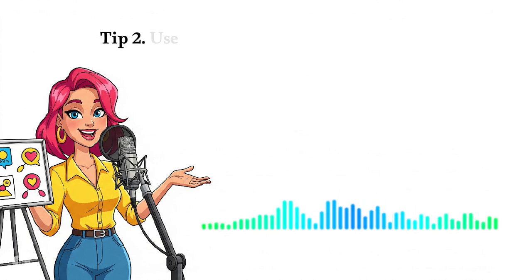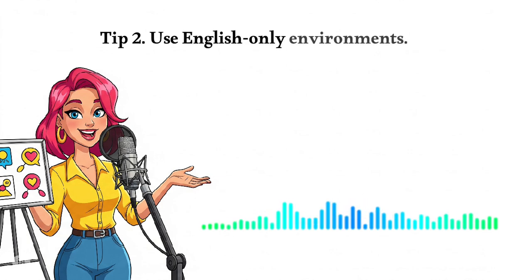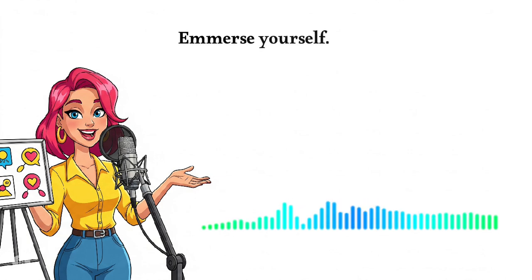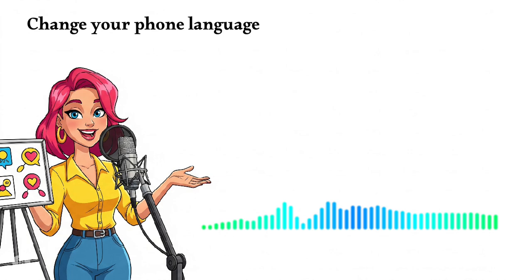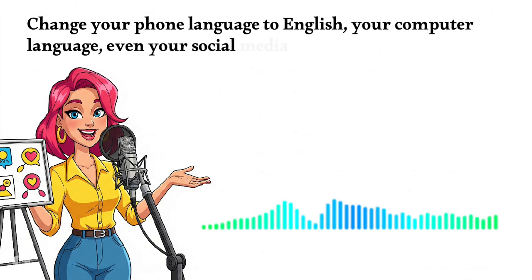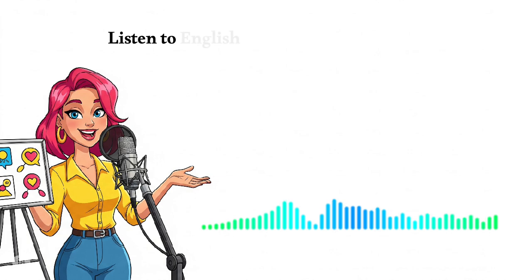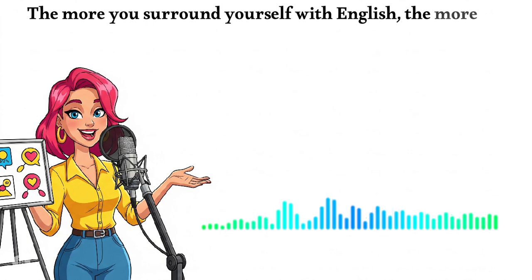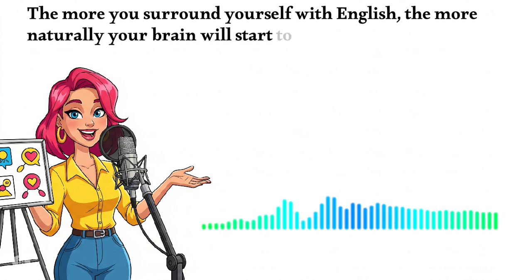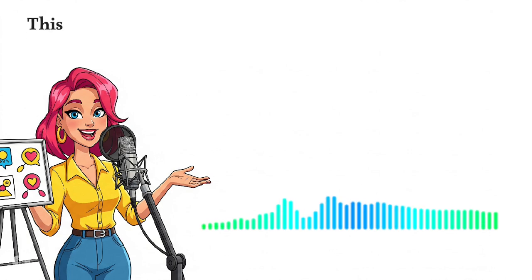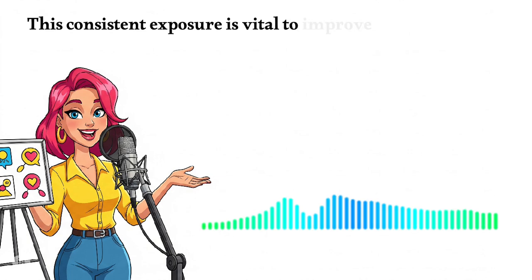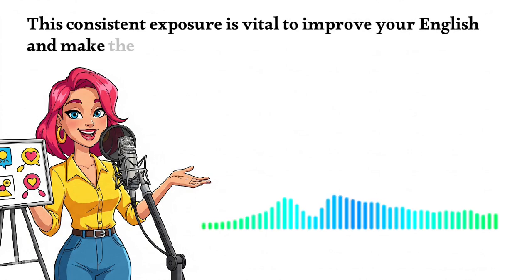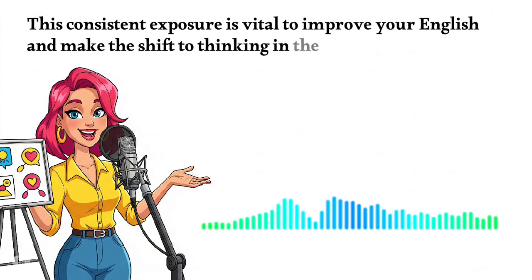Tip 2. Use English-only environments. Immerse yourself. Change your phone language to English, your computer language, even your social media feeds. Listen to English podcasts and music. The more you surround yourself with English, the more naturally your brain will start to process information in English. This consistent exposure is vital to improve your English and make the shift to thinking in the language.